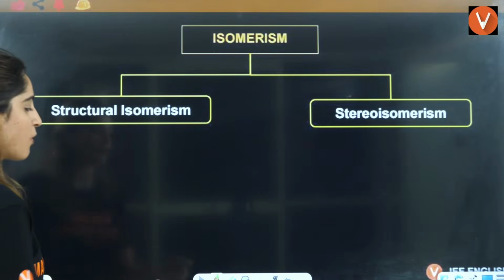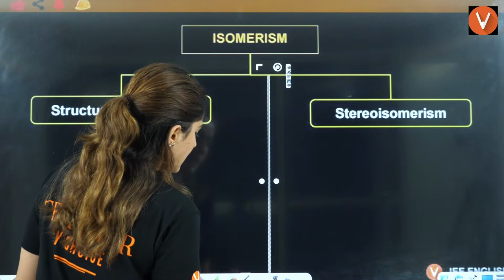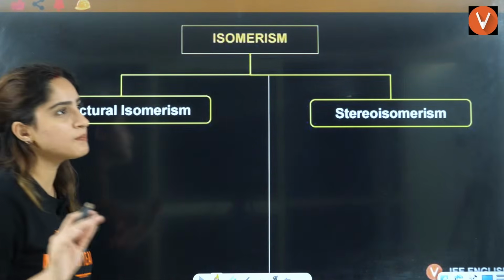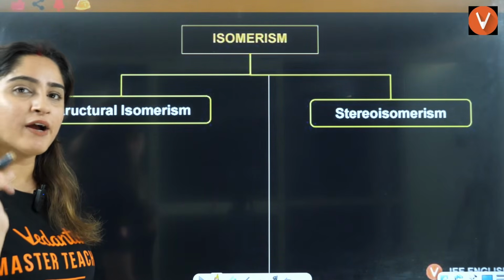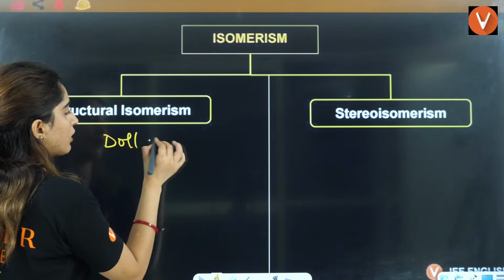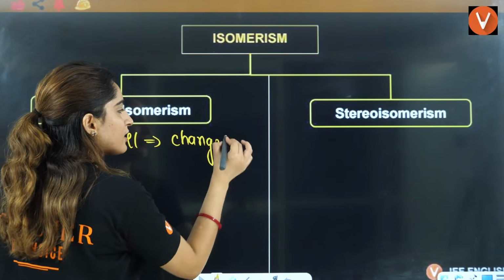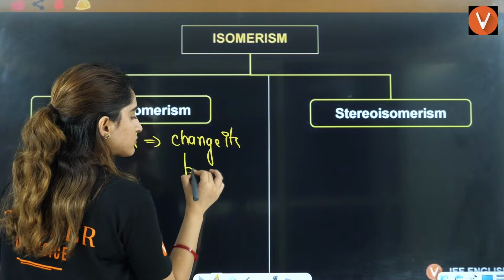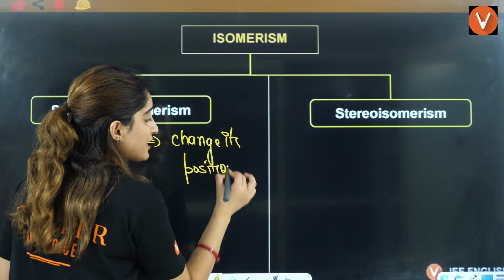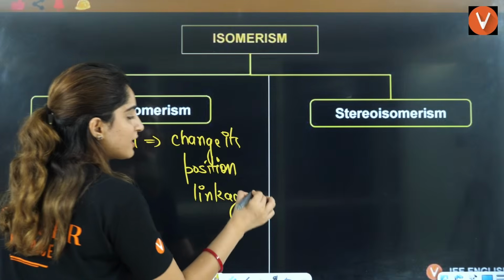Firstly, let's discuss structural isomerism. I'll give you a proper example of that. If you talk about structural isomerism, it's simple. If I talk about a doll, you can change its position, you can change its linkage.